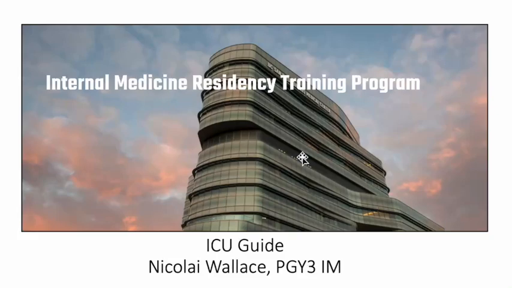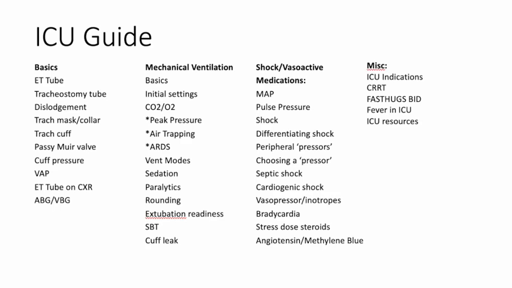Hi guys, so this video is meant as a guide to basic concepts in the ICU. It's broken up into 4 sections. First is basic concepts and equipment in the ICU, including endotracheal tubes, tracheostomy tubes, ABG versus VBG, etc. The next section is mechanical ventilation and rounding on mechanically ventilated patients, including topics like ventilator settings, sedation, paralytics, and extubation readiness. And the 4th section is miscellaneous high-yield topics in the ICU, where we'll cover CRRT, admission criteria to the ICU, and a mnemonic for rounding on your patients.